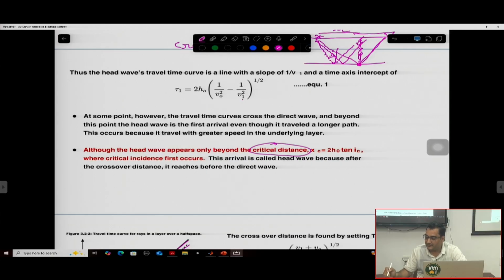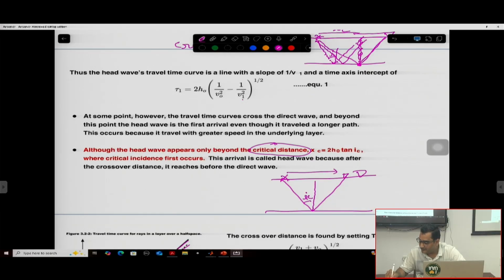So if I ask you what is the value of the critical distance, okay, so this is again the surface, you have the source, you have the receiver, and this is the angle at which the head wave has started to appear, okay, and this angle is your iC, and after reflection it is being recorded at the receiver. So what is the distance xc? X is the total distance, this one, right? So how much is the value? Here the thickness of the first layer is h0. So how much is the value of xc? Xc will be 2h0 tan iC.